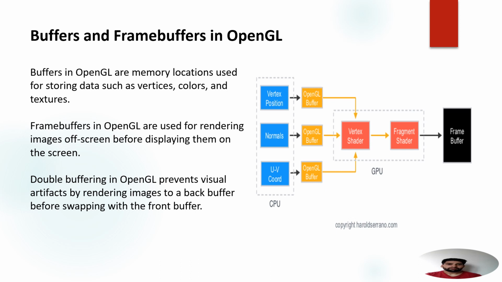Now we will see buffers and frame buffers in OpenGL. Buffers in OpenGL are memory locations used for storing data such as vertices, color, and texture. Frame buffers in OpenGL are used for rendering images off screen before displaying them on the screen. Double buffering in OpenGL prevents visual artifacts by rendering images to a back buffer before swapping with the front buffer, as you can understand in the diagram.